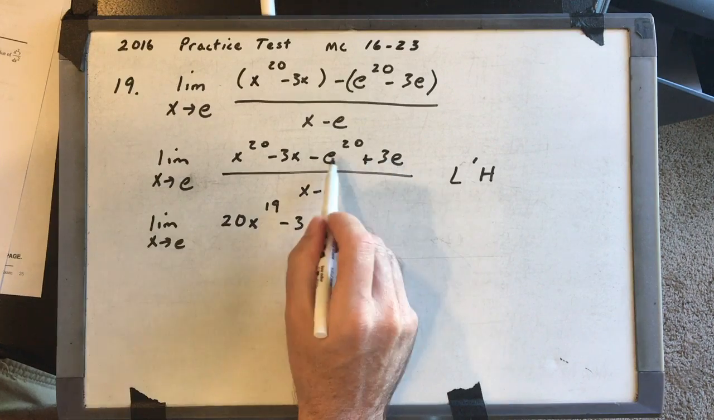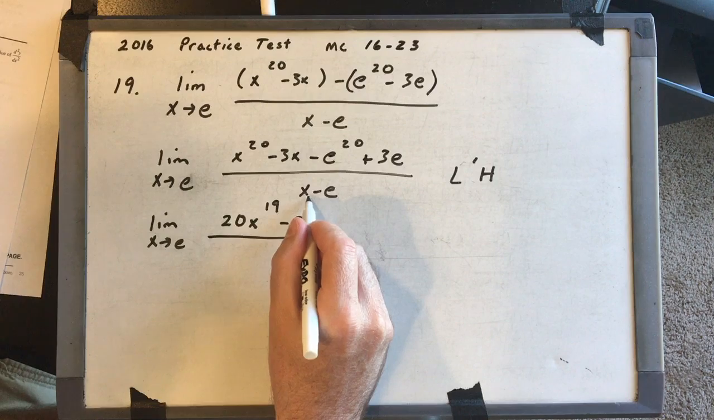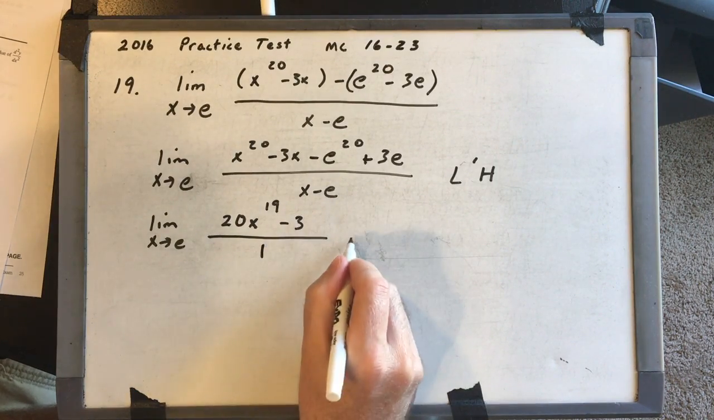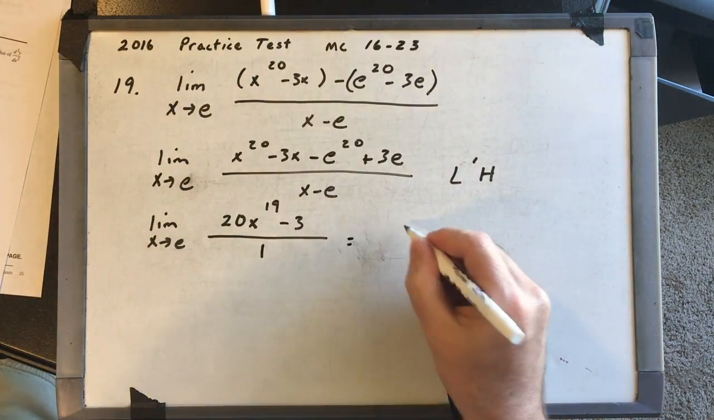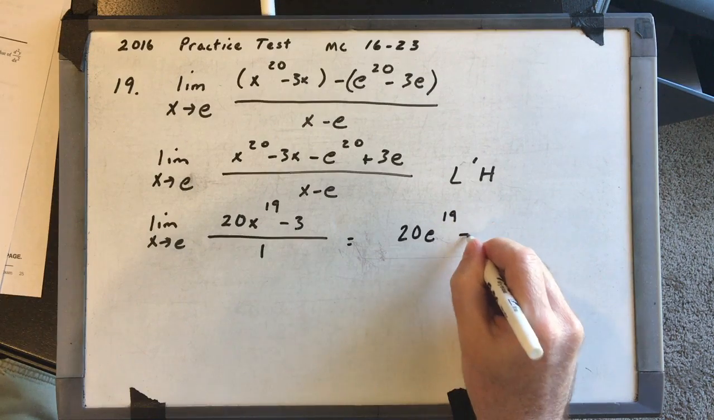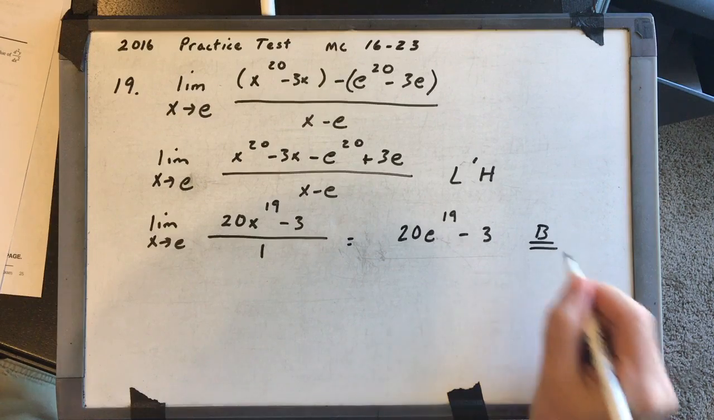and then these are just numbers. E is just a number, so those derivatives are 0. And then on the bottom, what's the derivative of x? It's 1. What's the derivative of e? It's 0, so that's just that. Now we can plug in e. So that will be 20e to the 19th minus 3, which is answer B.